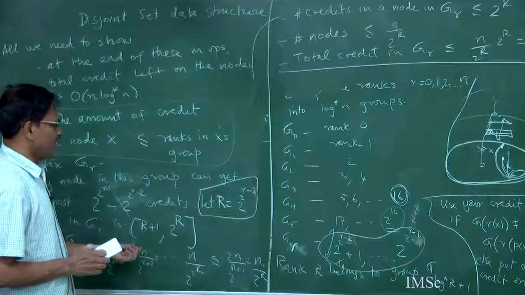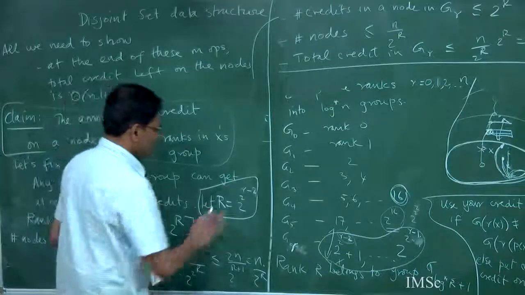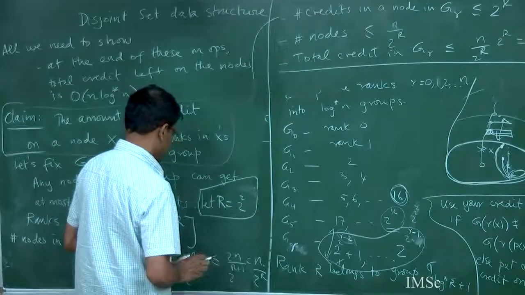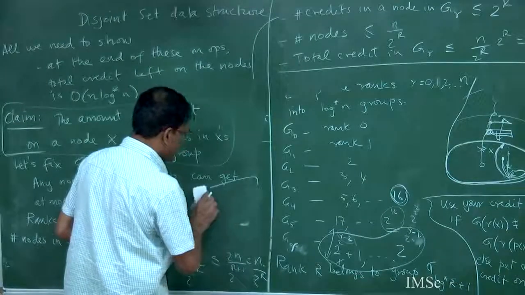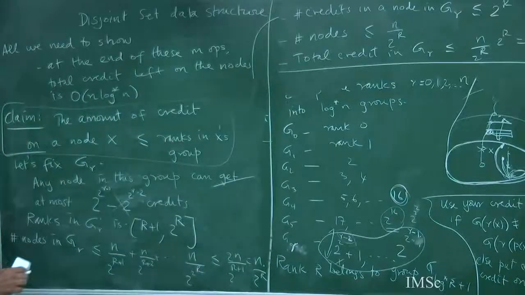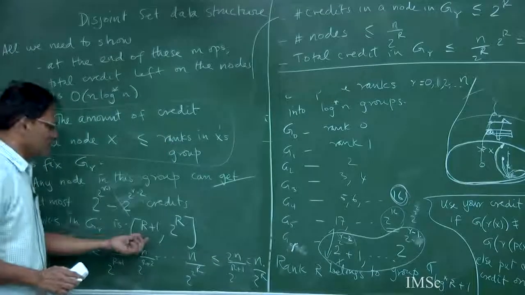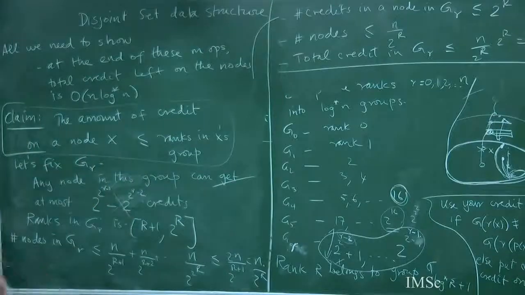So I think this is fine. Whatever r is, I'm not even going to define r. So the ranks in a group are going to be something like r plus 1 to 2 power r for some value of r, which is a tower of 2. Some tower of 2. The important thing is that the number of credits and the denominator and the number of nodes cancel out here. Okay.